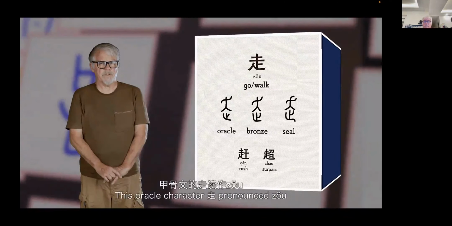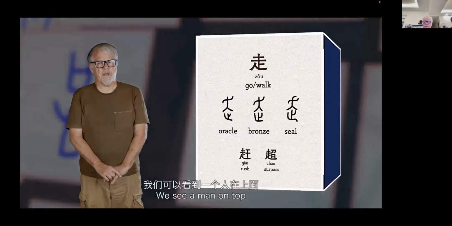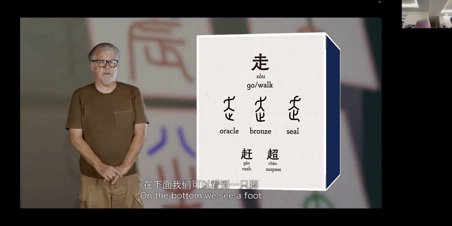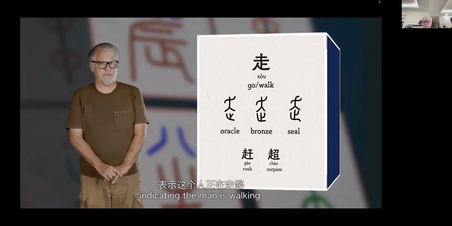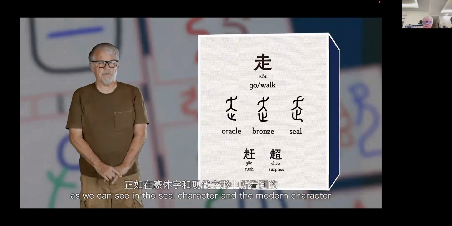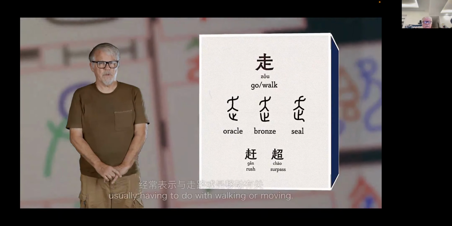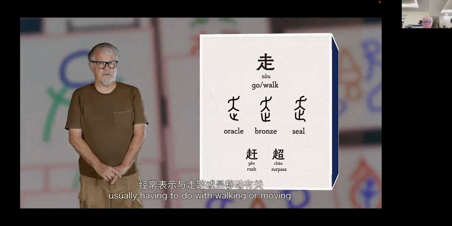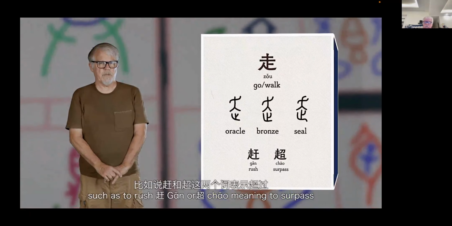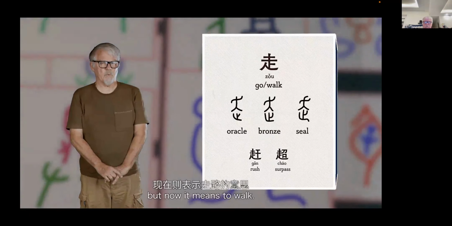This is the oracle character zhou. It means to go or to take a walk. We see a man on top who appears to be swinging his arms as if walking or running. On the bottom, we see a foot, indicating the man is walking. The character evolved, as we can see in the seal character and the modern character. This character also appears as a component in many other characters, usually having to do with walking or moving. We see the character to rush, gan, or chao, meaning to surpass. The original character meant to run, but now it means to walk.